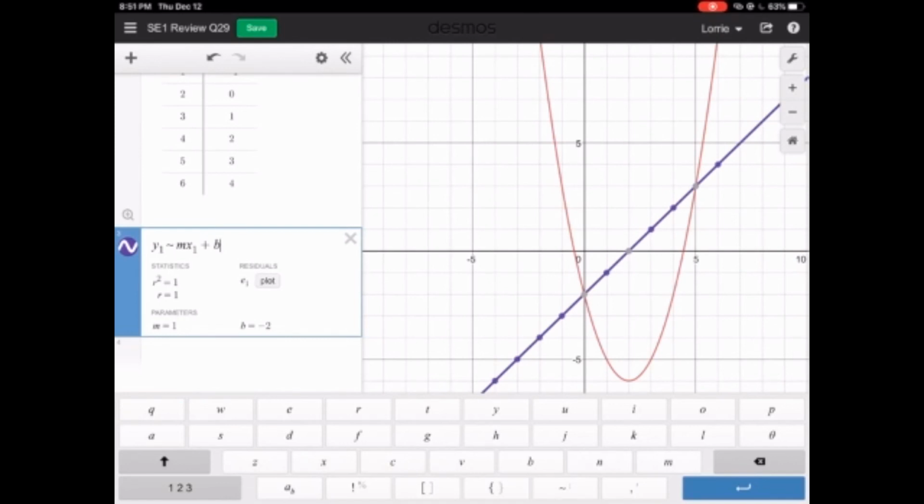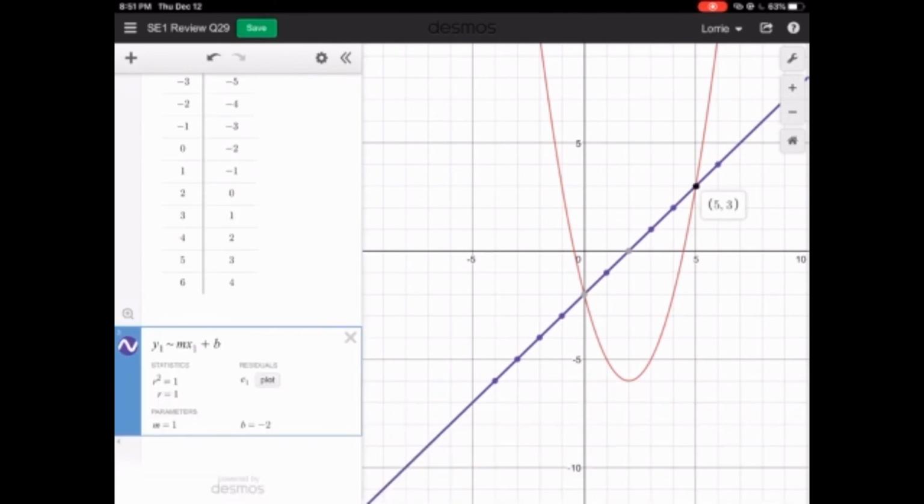All right? So we have a line and we have a parabola. And so right from here, we can see where our solutions lie. 0, -2, and 5, 3. Remember that solutions to systems are where the graphs cross. So those are our answers. You can also get the equation here, the y equals mx plus b, m is 1 and b is -2. So we'll go ahead and write that while we're at it as well.